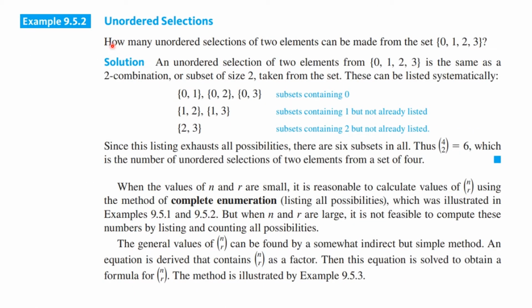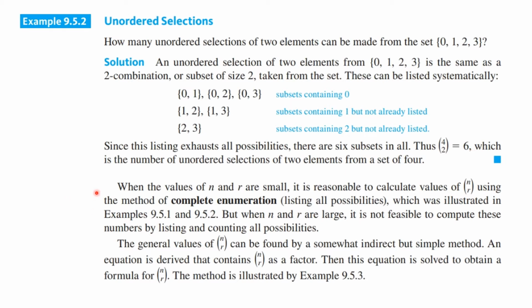So let's do an example here. How many unordered selections of 2 elements can be made from this? And that would be 4 choose 2. Well, you start thinking about how many different ways you can choose 2, and you can just list them out, getting this. So 4 choose 2 is 6.